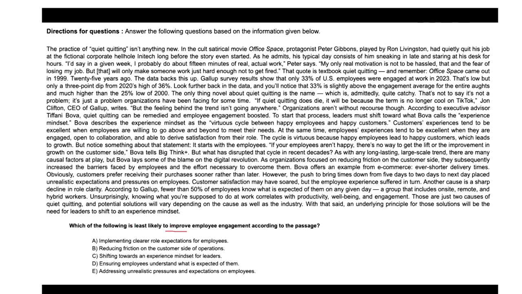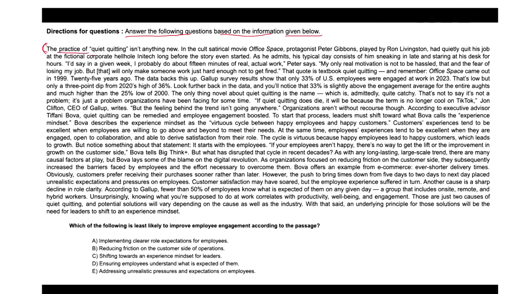Okay. So the direction of the question is what? The direction of the question stated here: answer the following questions based on the information provided below, isn't it? So let's read the text first. The text stated here says the practice of quiet quitting is not anything new.